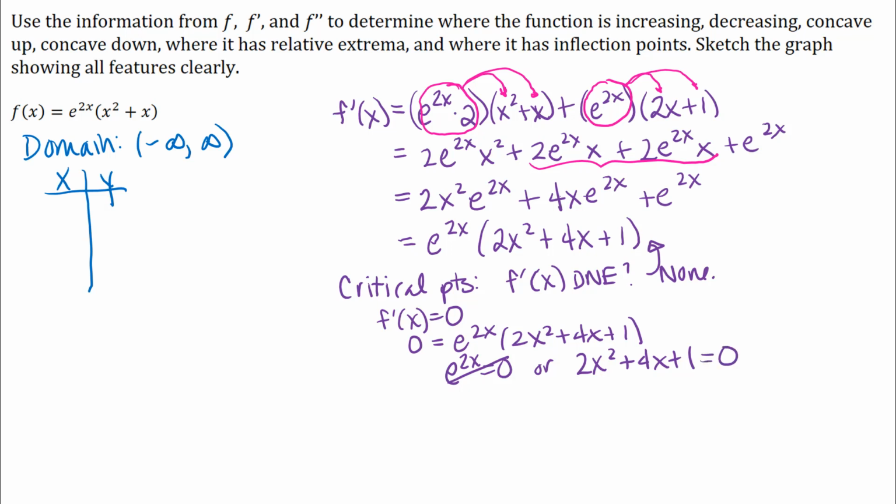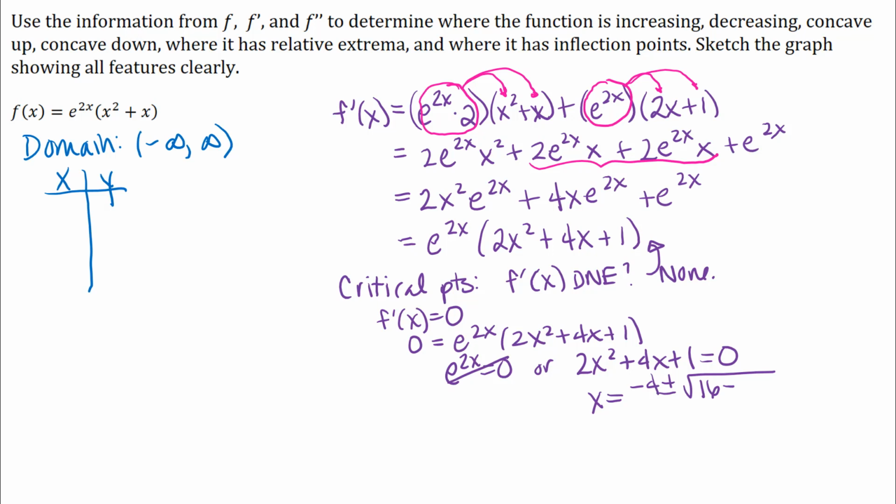When I set the second factor equal to 0, it's quadratic. It doesn't obviously factor, so I'm going to just jump right to the quadratic formula. So I'll have x equals negative b plus or minus square root of b squared, so 4 squared is 16, minus 4 times a times c.